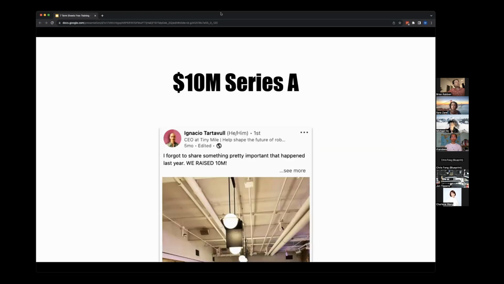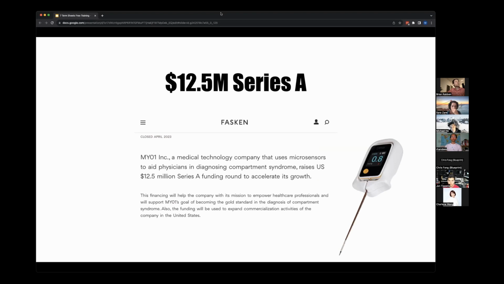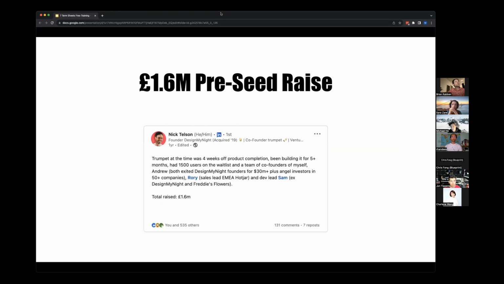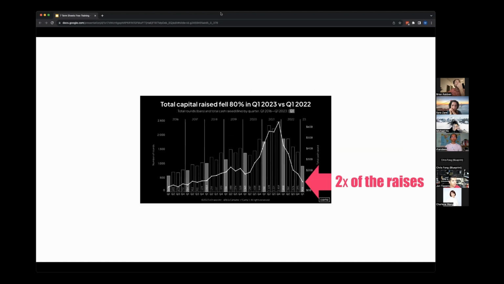We're going to run through 4 case studies. First, a $10 million Series A. Then a $12.5 million Series A, a $5.8 million seed round, and a £1.6 million pre-seed round. So the goal here is to cover the gamut of Series A, seed, and pre-seed, so we can start seeing patterns throughout the process.